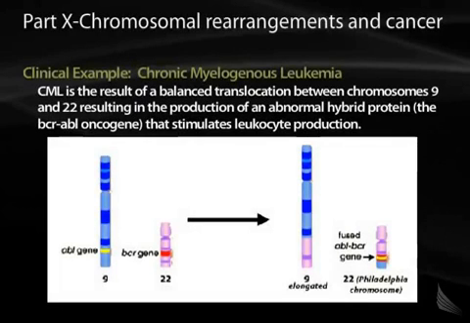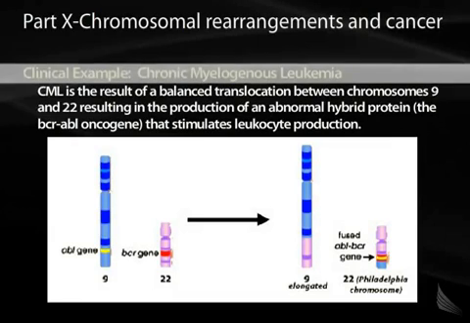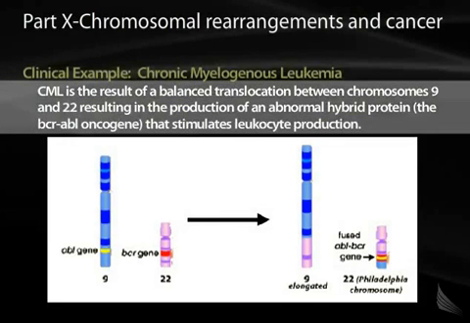So, how are genetics involved in cancers? Well, one of the ways is through chromosomal rearrangements. An example of this classically covered on the boards is that of CML and what we call the Philadelphia chromosome. This is a balanced translocation between chromosomes 9 and 22 that results in the production of an abnormal hybrid protein. This is a fusion protein like we talked about called the BCR-ABL oncogene. It stimulates leukocyte production and leads to chronic myelogenous leukemia.